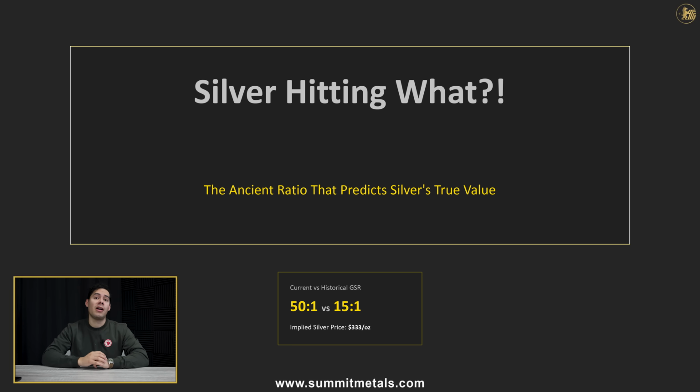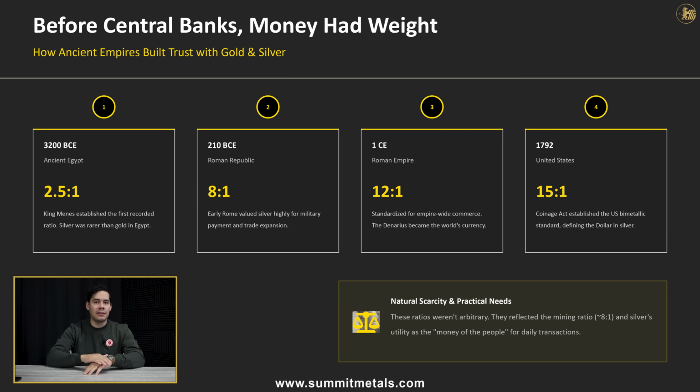So let's start talking about this from a historical context and how it applies to our previous videos on how we use the Sharpe ratio. Before central banks and fiat currency, money had weight. For over 5,000 years, the value of money was defined by the weight and purity of the metal it contained. Ancient empires, from Egypt to Rome to the early United States, built their stability on a bimetallic standard of gold and silver. Not just gold, not just silver, but both metals.